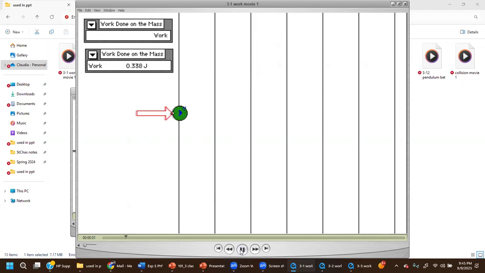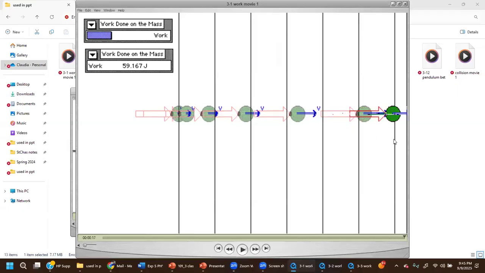Now, your work is going to be your force times your distance. So we're applying the force, and notice that the further we go in distance, the higher our work goes. It is that force multiplied by the distance. So the force is staying still, the distance is changing. That means the more distance that we have, the more work that we do.